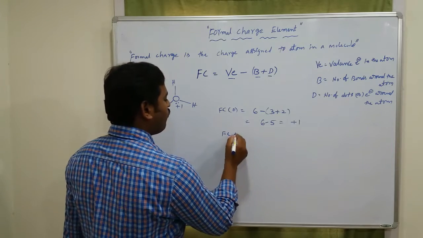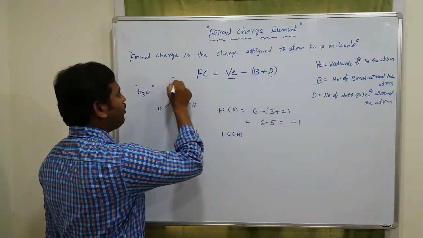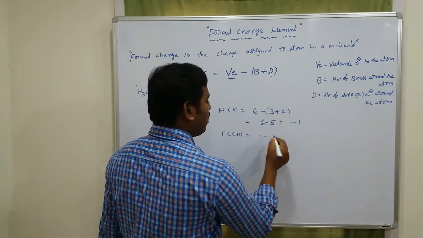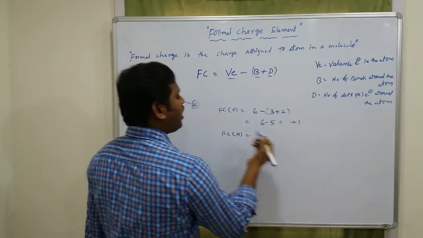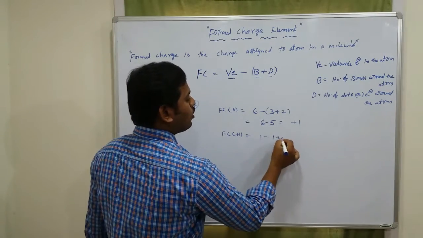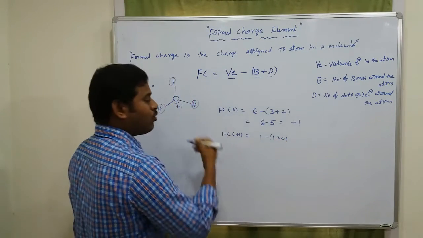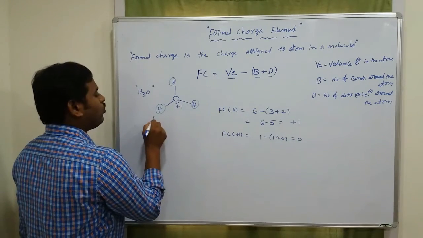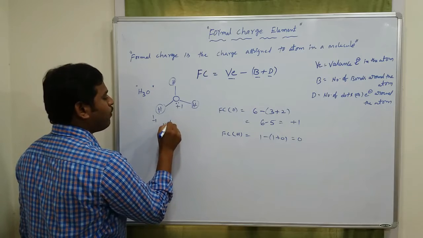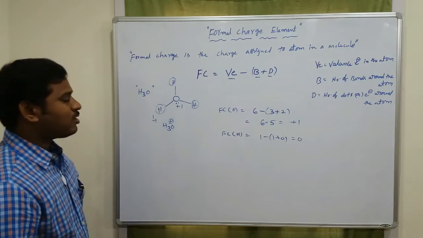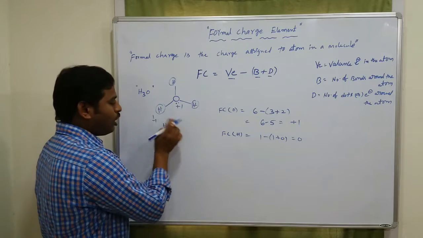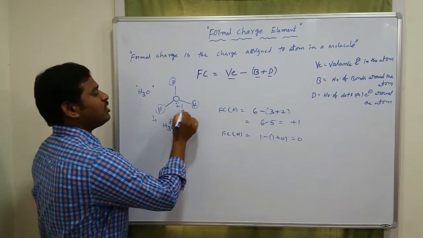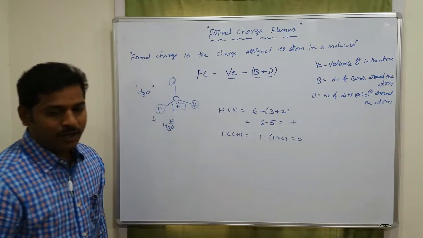Now let us see the formal charge of the remaining hydrogens in the molecule. The hydrogen group number is 1, or valence electron is 1. Around that hydrogen atom it has only 1 bond. There are no electrons around the hydrogen atom, so it is equal to 0. So you can write the molecule as H3O+. In this H3O+, oxygen carries a positive charge, so +1 is the formal charge of the oxygen atom.